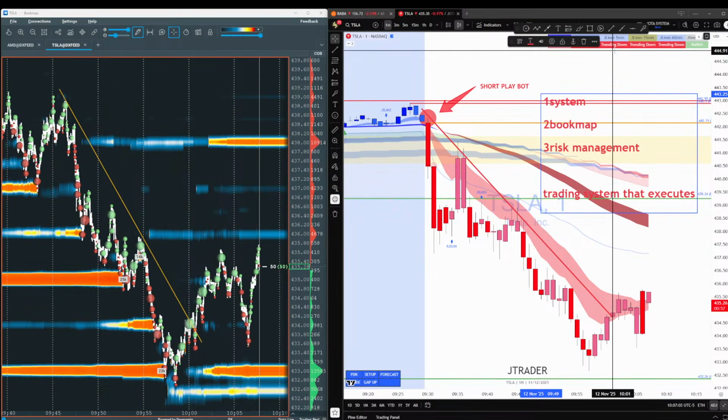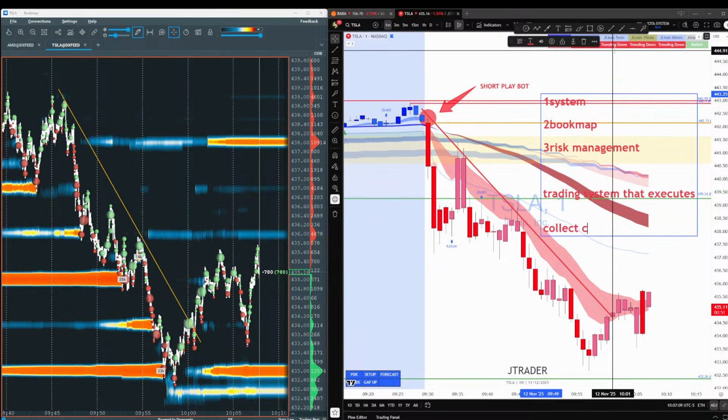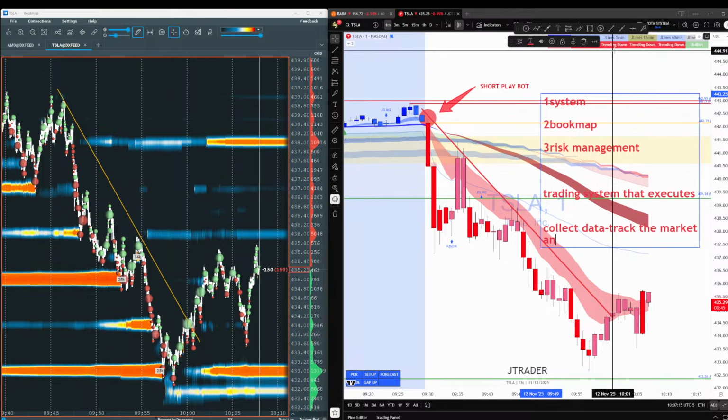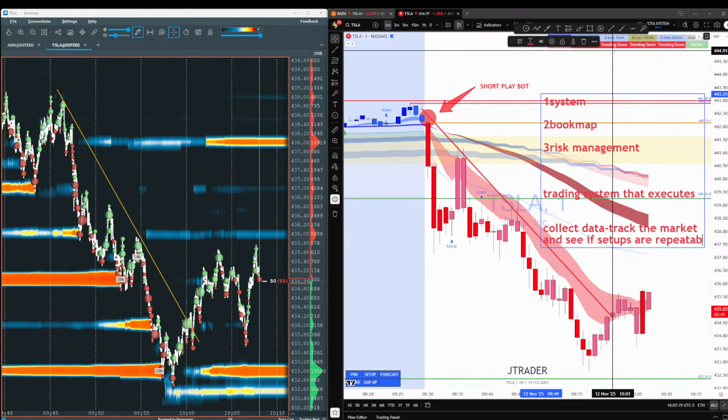So the most important thing for me is to collect the data. Okay, so always collect data. And what I mean by that is to simply track the market and see if setups are repeatable.